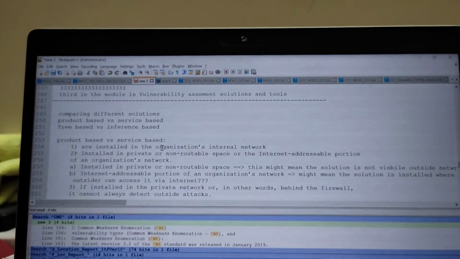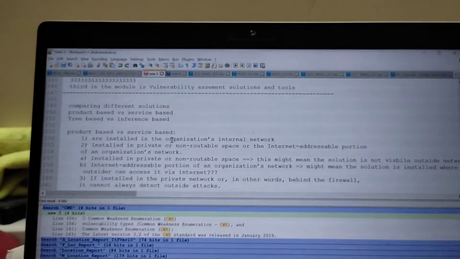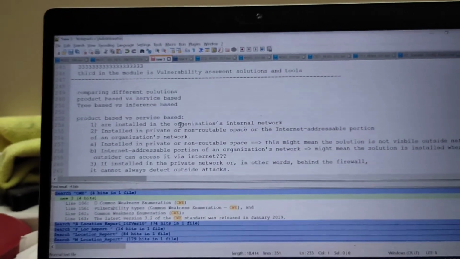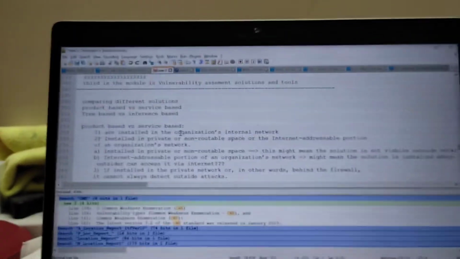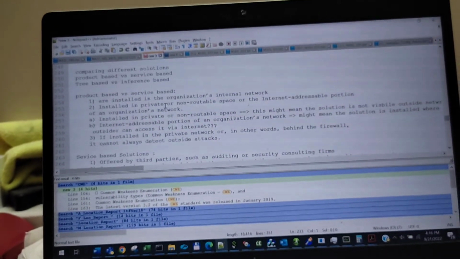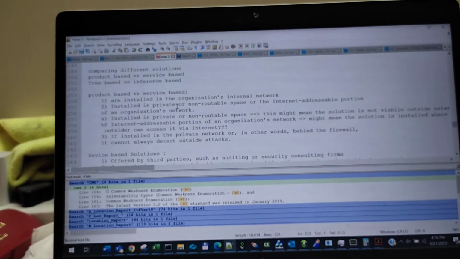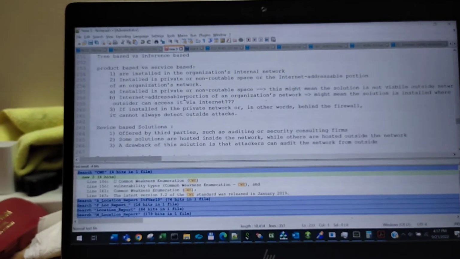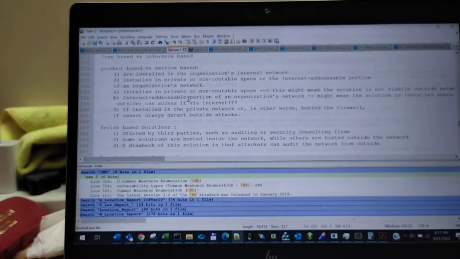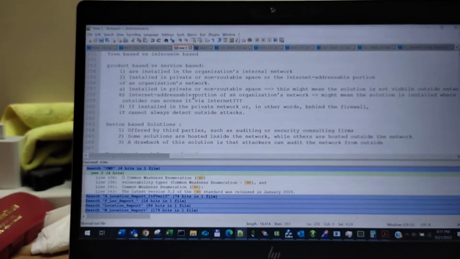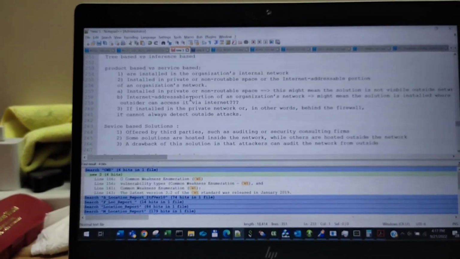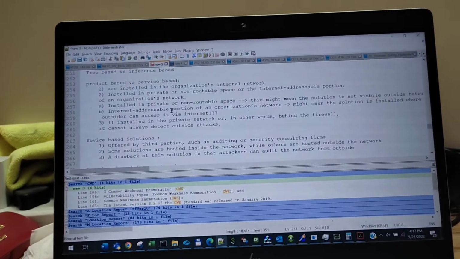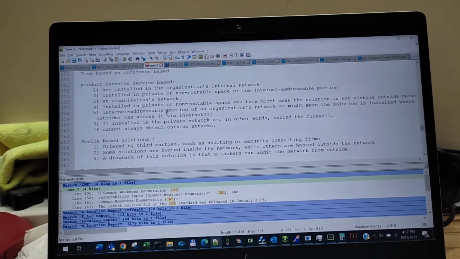Okay. Third subchapter or subsection in this module is vulnerability assessment solutions and tools. Okay. Comparing different solutions, product based versus service based, tree based versus inference based. Product based versus service based solutions are installed in the organization's internal network, installed in private or non-routable space or the internet addressable portion. Okay, this is about product based.